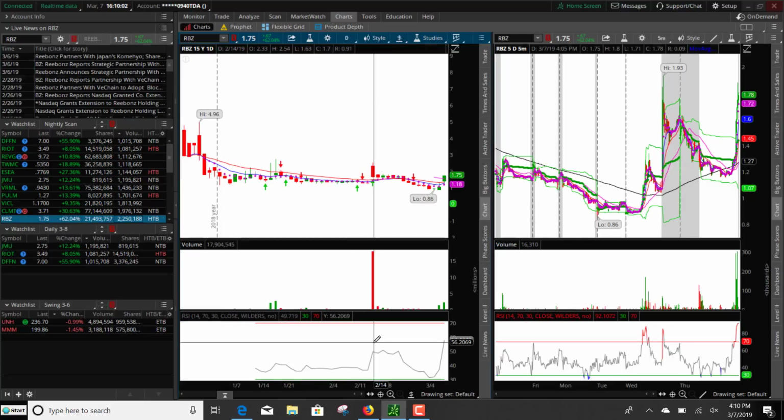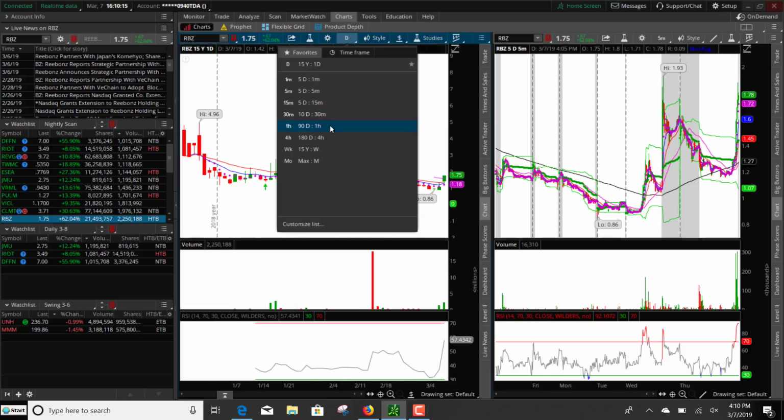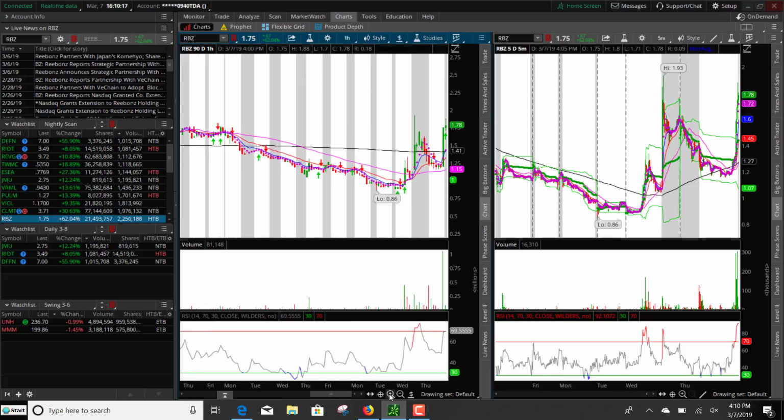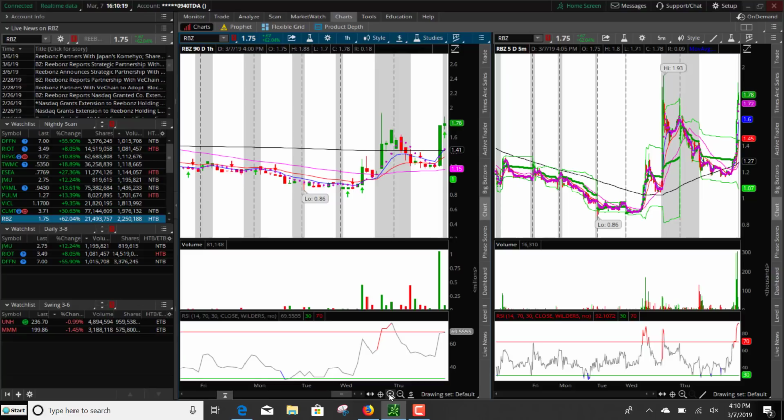Okay, so this one, not overextended yet. It's going to have resistance at 236 and 250-ish. Let's take a look at this.